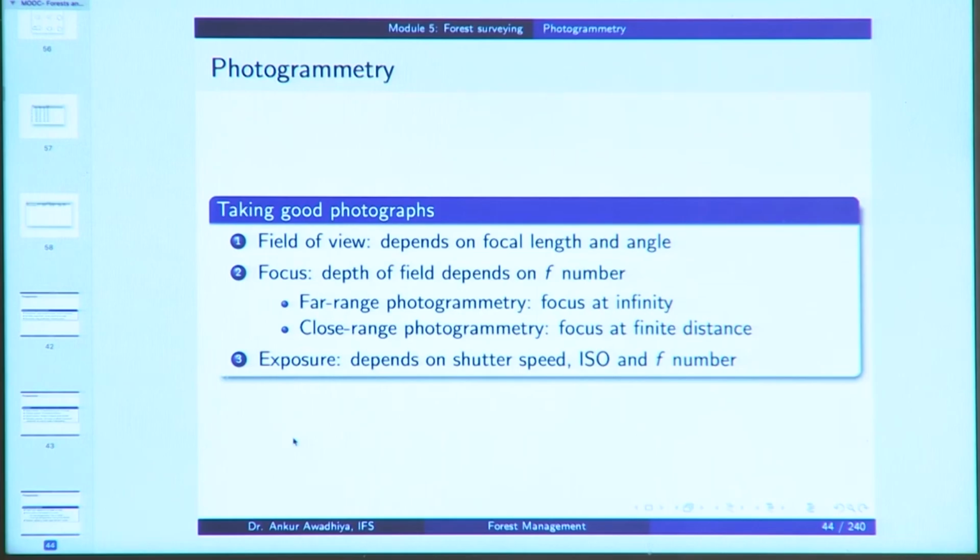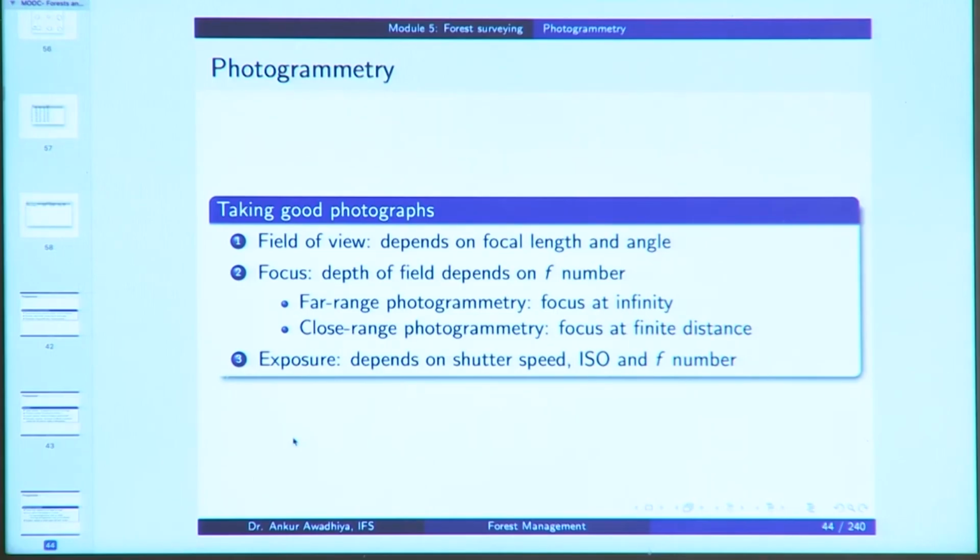Next, we had a look at the parameters that define a good photograph. You have to look at the field of view, which depends on the focal length and the angle that the camera is subtending to the object. Next is the focus, and we said that the depth of field depends on the f number. If the f number is large, such as f11 or f20, the aperture is very small in size and the depth of field is very large. On the other hand, if the f number is small, say f2, you have a large sized aperture, and in this case you have a very small depth of field.